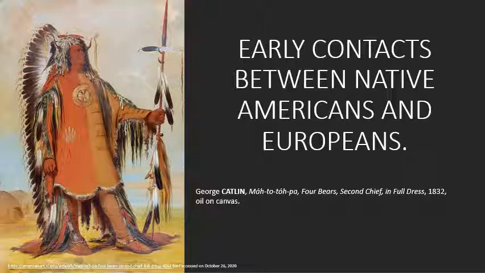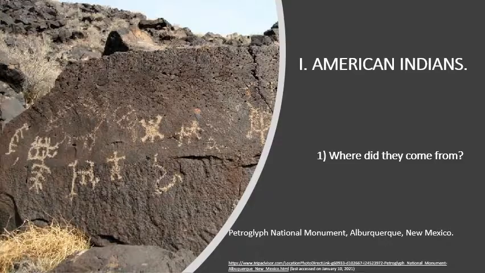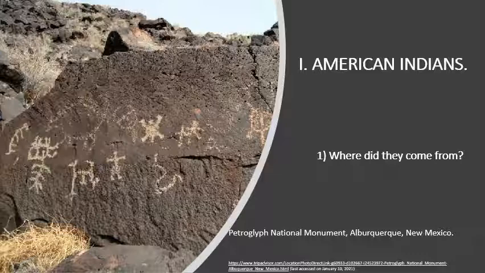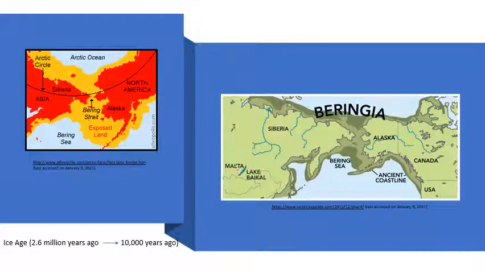Early contacts between Native Americans and Europeans. So the first question that comes to mind, of course, when speaking about American Indians is, where did they come from? Archaeological evidence indicates that during the Ice Age, that is to say from 2.6 million years ago to 10,000 years ago, American Indians came from Eastern Asia in several migrations.